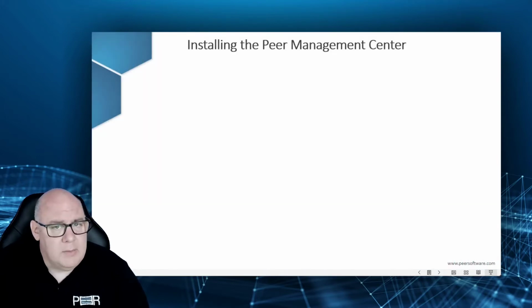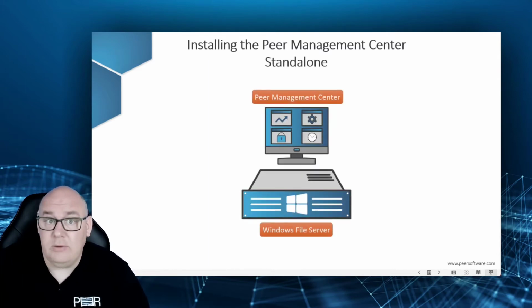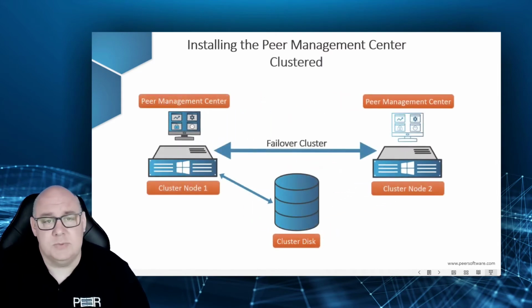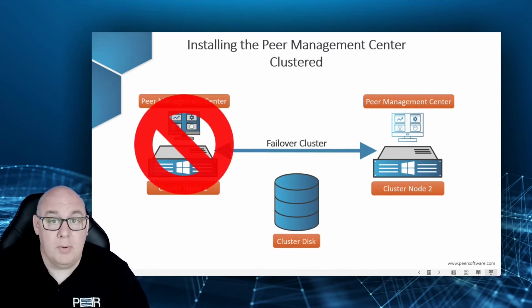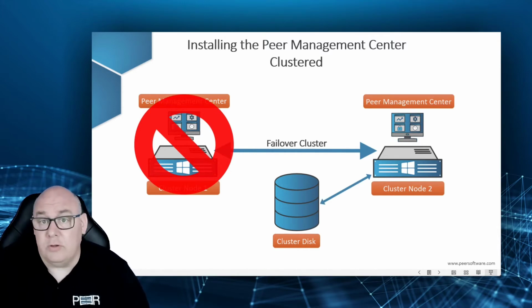First, clustering the Peer Management Center is optional. You don't have to cluster it and could quite easily run with a standalone installation instead that looks something like this. But if the computer hosting the Peer Management Center goes offline because of a failure or because some maintenance is required, installing the Peer Management Center in a clustered environment allows it to be spun up on another member of the cluster, also known as a cluster node. This removes the single point of failure that comes with only running it on a single standalone Windows server.